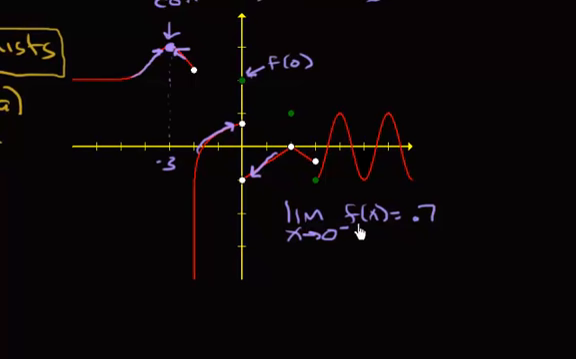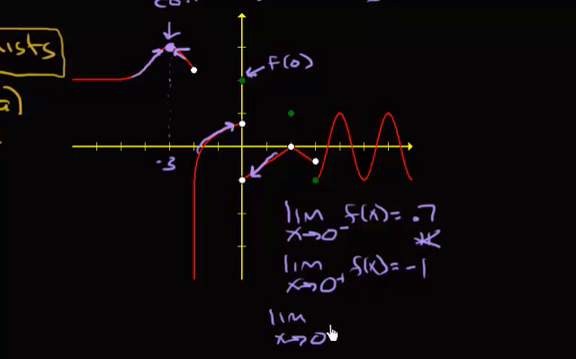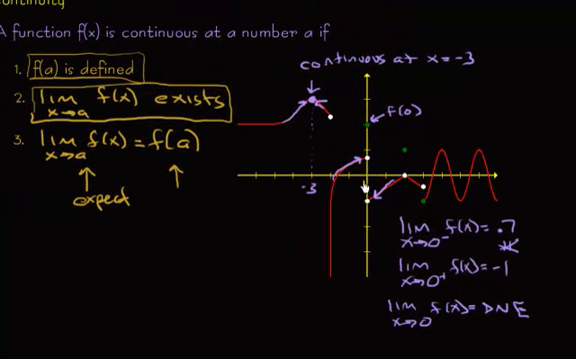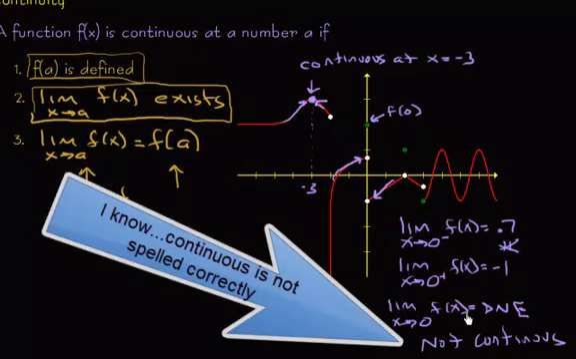So my left-hand limit, again, is 0.7. My right-hand limit is -1, and because these do not equal each other, the general limit does not exist. And so we're just going to write DNE. So it does not satisfy condition 2, and so we are not continuous. Again, because it violated condition 2.